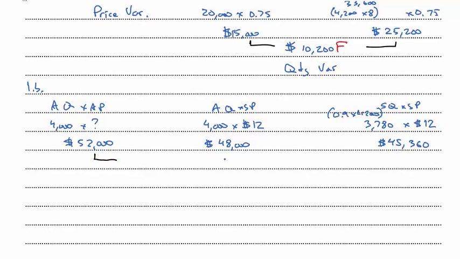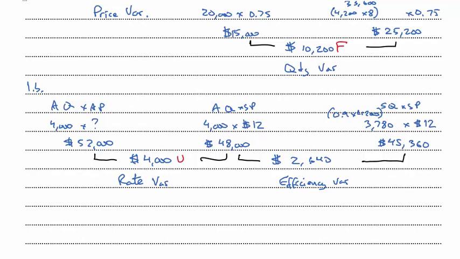So we've got some variances that are looking unfavorable at first glance here. So the labor rate variance, 4,000 unfavorable, and the efficiency, 45,360 to 48 is 2,640, and that is also unfavorable. Okay, so number 1 complete. Question says, prepare a brief explanation of the significance and possible causes of each variance.